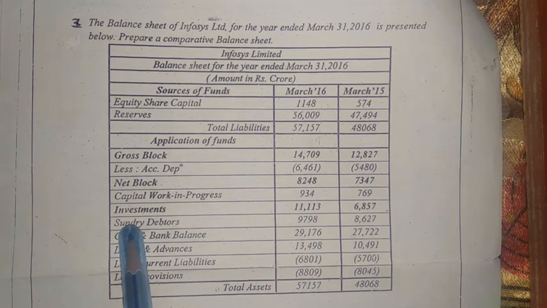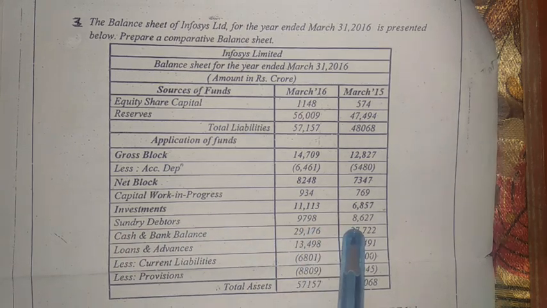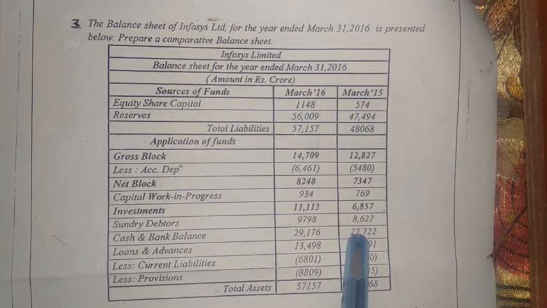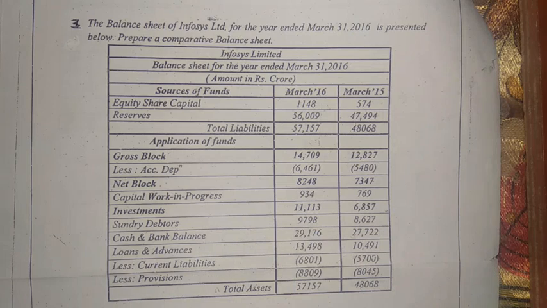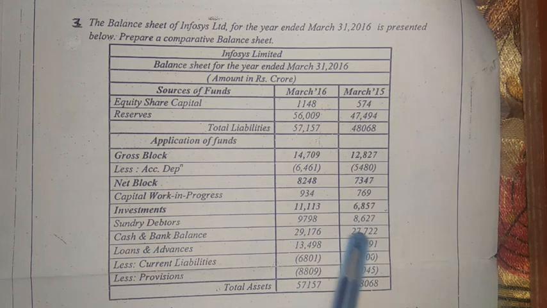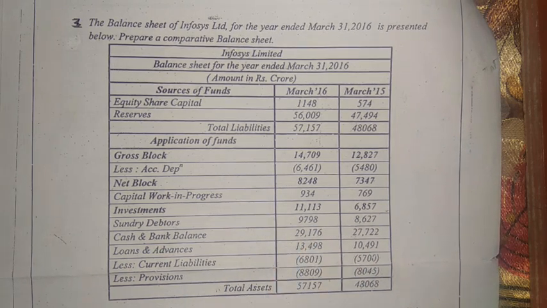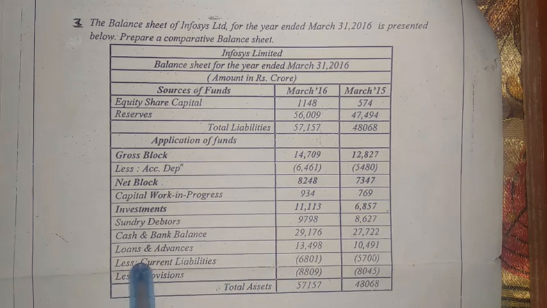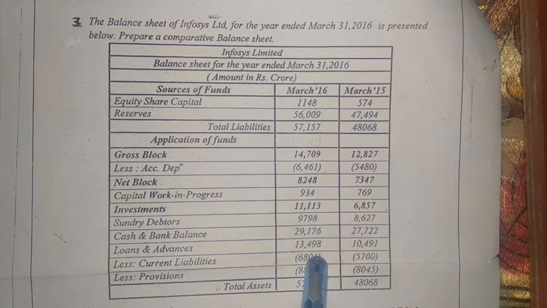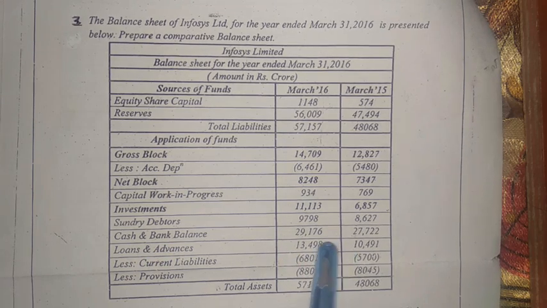Investment: 9,798 and 8,627. So you have to see the year. 2015 is the base year, 2016 is the current year. So in the current year the value of investment increases. Sundry debtors value increases. Cash and bank balance: from the base year to the current year, cash balances also increase. Loans and advances, this is an asset, that is loans and advances provided by the company to others. So that also increases.